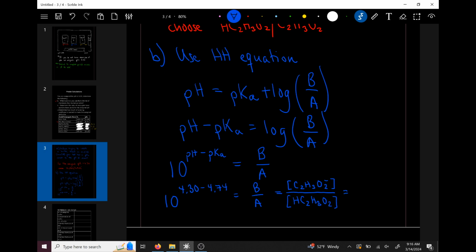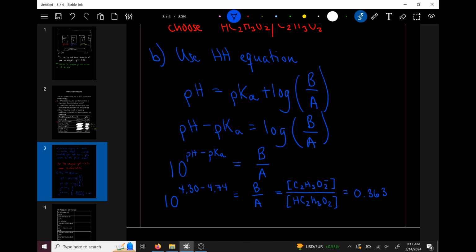And if I plug that into my calculator, which I'm going to do right now, I have my notes on my desktop, but I want to make sure that I'm doing this right. 10 raised to 4.3 minus 4.74. I get 0.363. So that's the ratio of the acetate ion to the acetic acid molecule. All right. This answers part B.